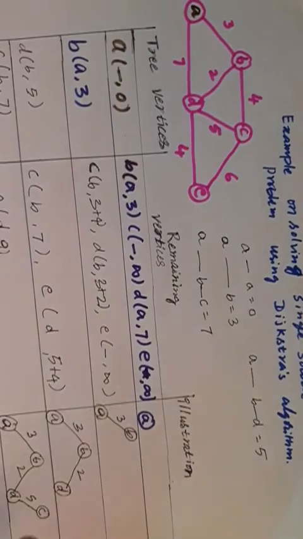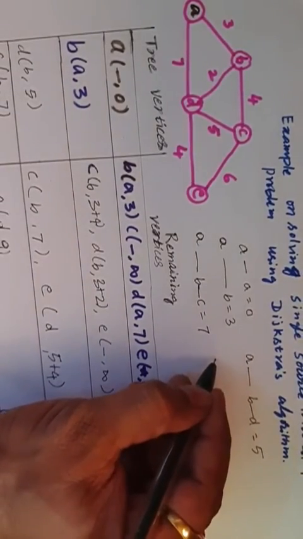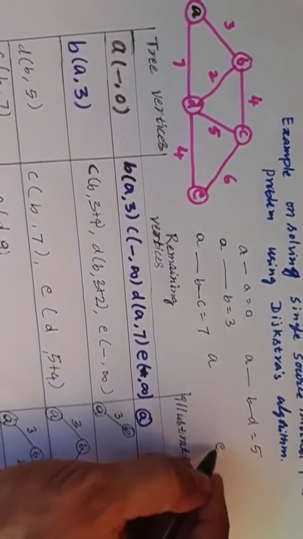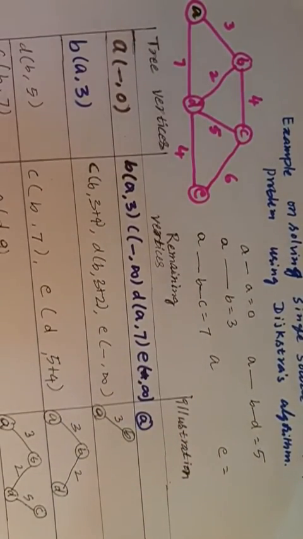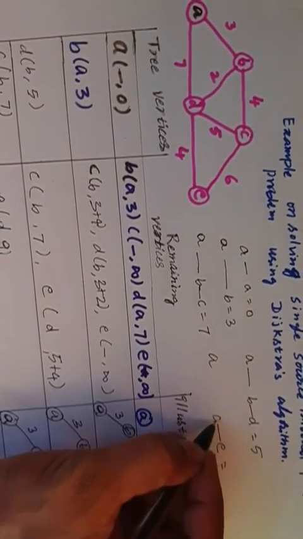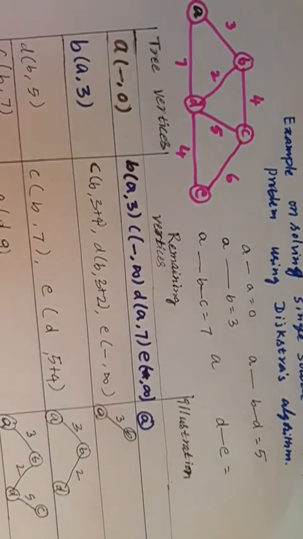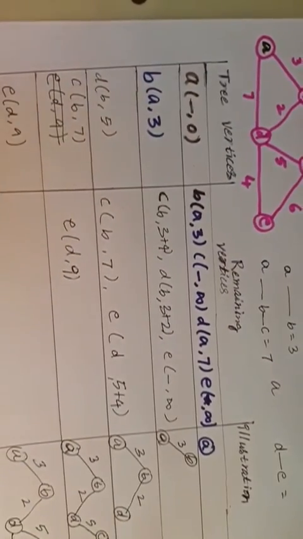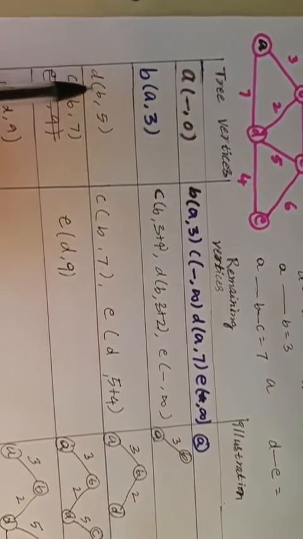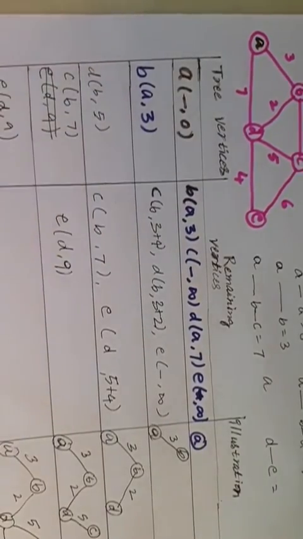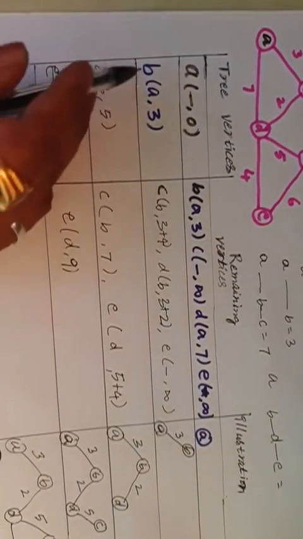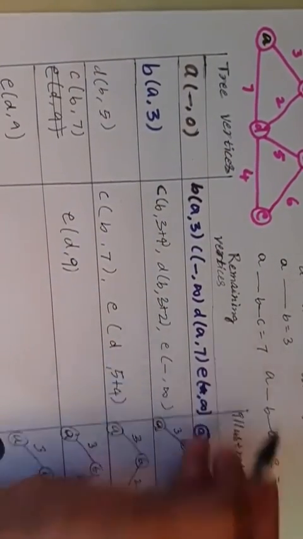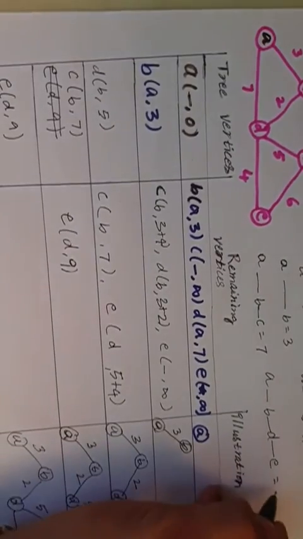Okay, that's it. Now I want to find the path and cost from A to E. A is source, E is destination. Now go to the row where E is selected. E is coming from D, and D is coming from B, and B is coming from A. What is the cost? Cost is 9.